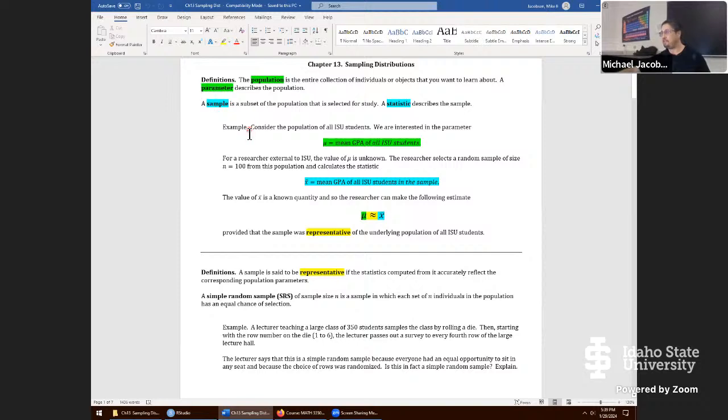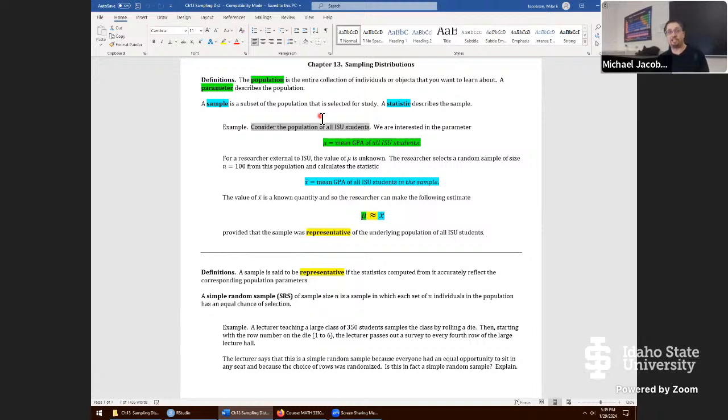And here's how we can make it happen. So here's our example. Suppose a population is all ISU students. So that's a familiar population that we care about. And notice how undefined that truly is. Does that mean students currently registered, undergraduate students, graduate students, both? All sorts of things can get conflated in that.